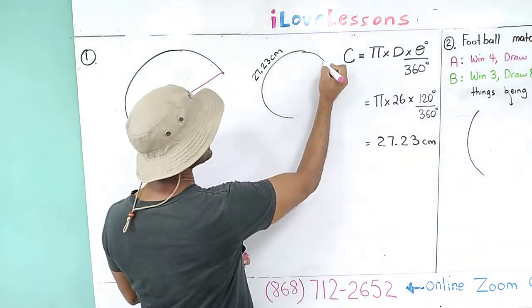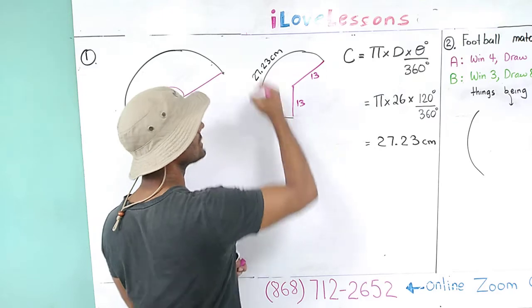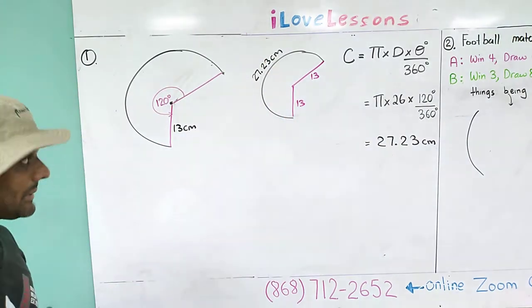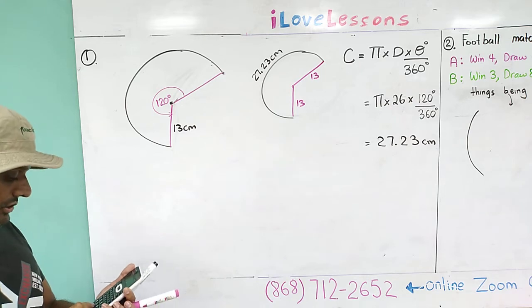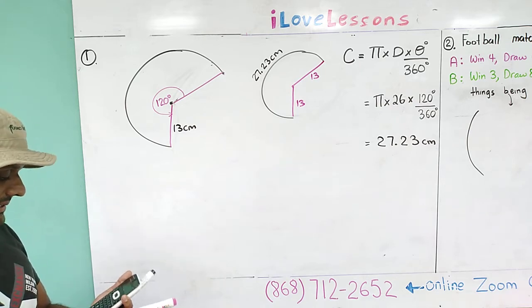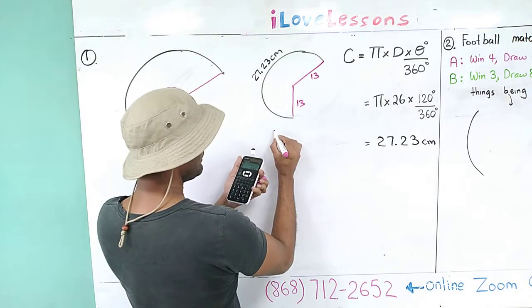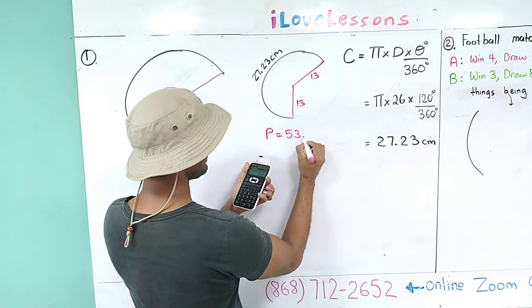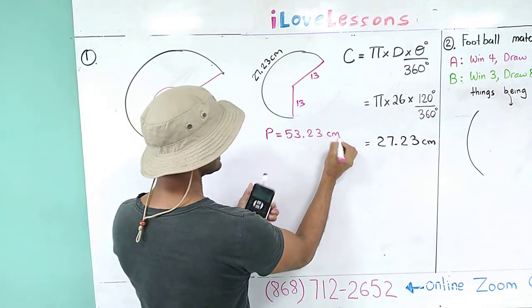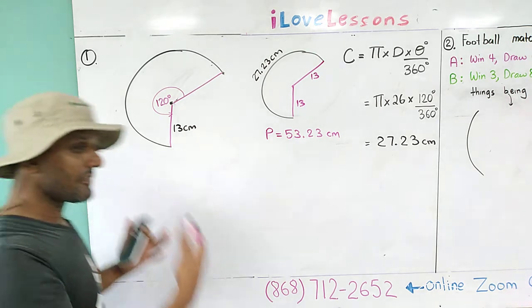So that means you have to add 13 and another 13 to get the total what? Perimeter. So it's 27.23 plus 13 plus another 13. And I am getting the perimeter of this shape. P for perimeter is 53.23 centimeters.